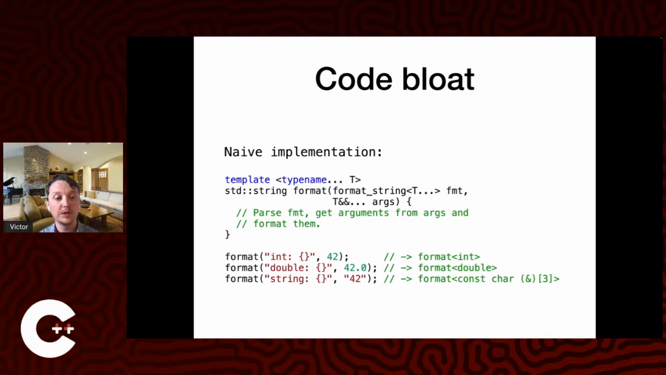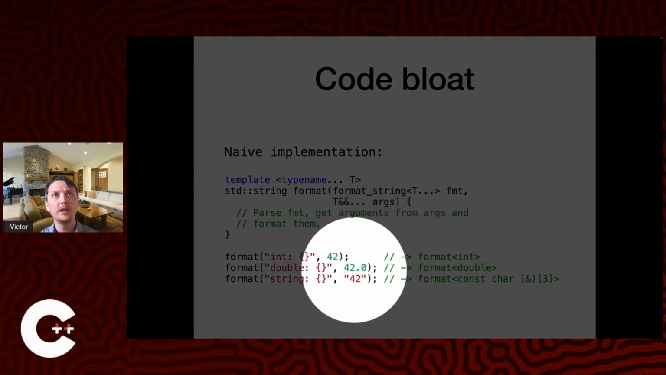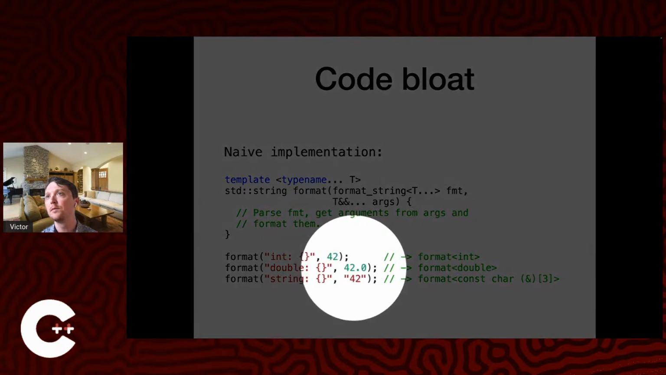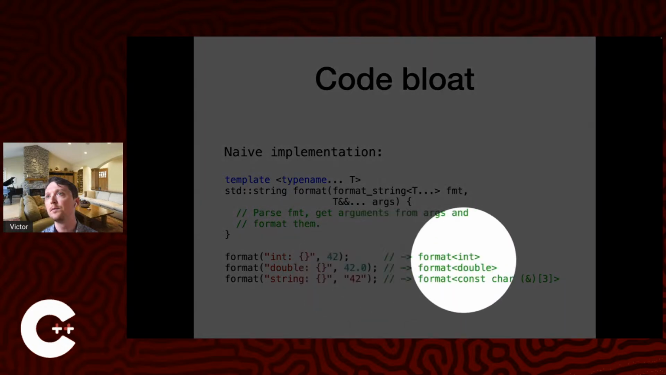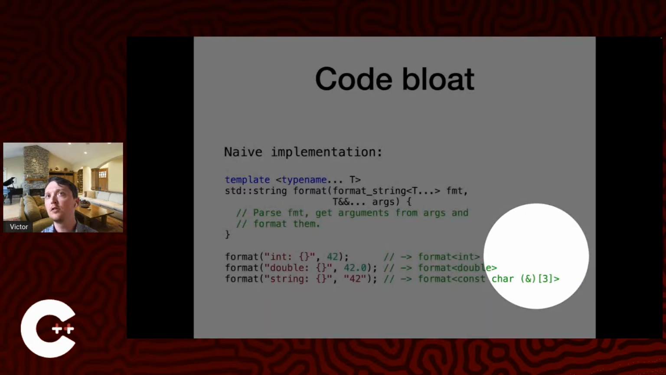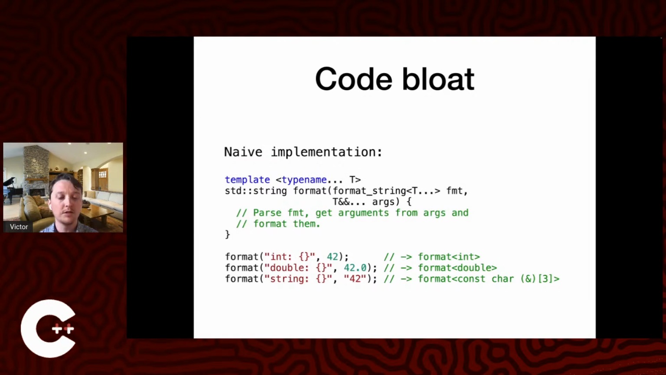Note that the string is particularly bad here. So here we have three different objects of three different types, plus we have three instantiations. And why is string the worst here? Because for a string literal, you have a different instantiation for every distinct size.